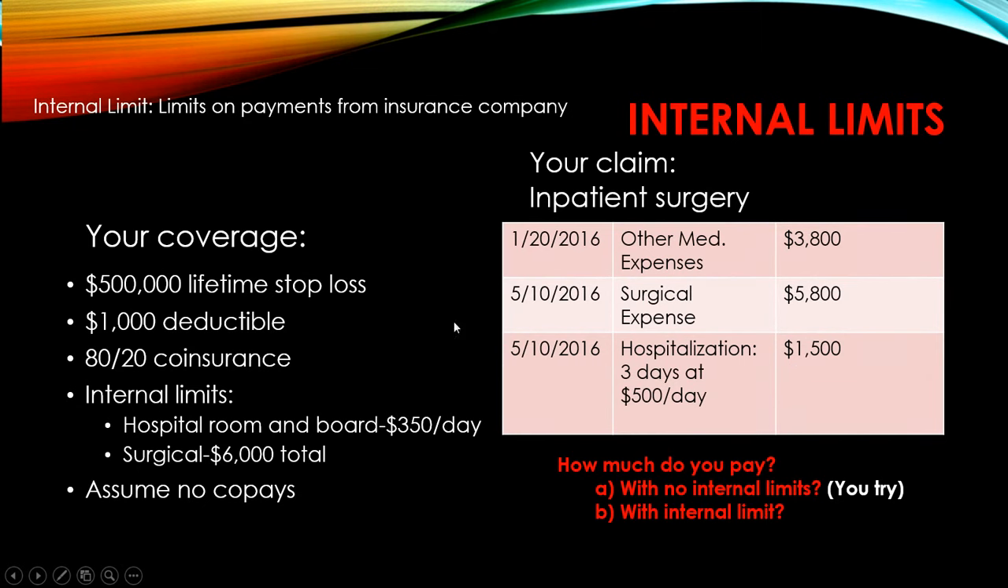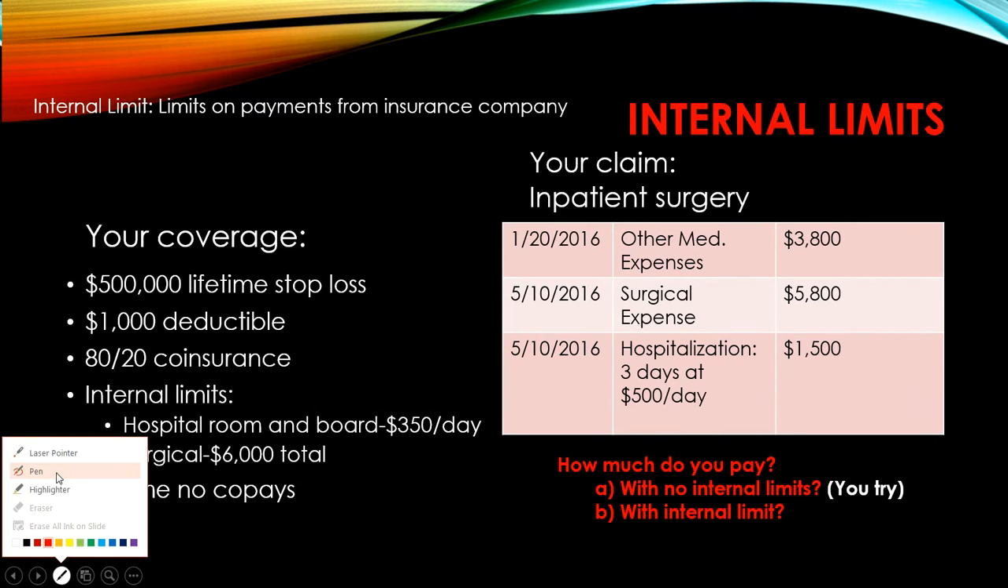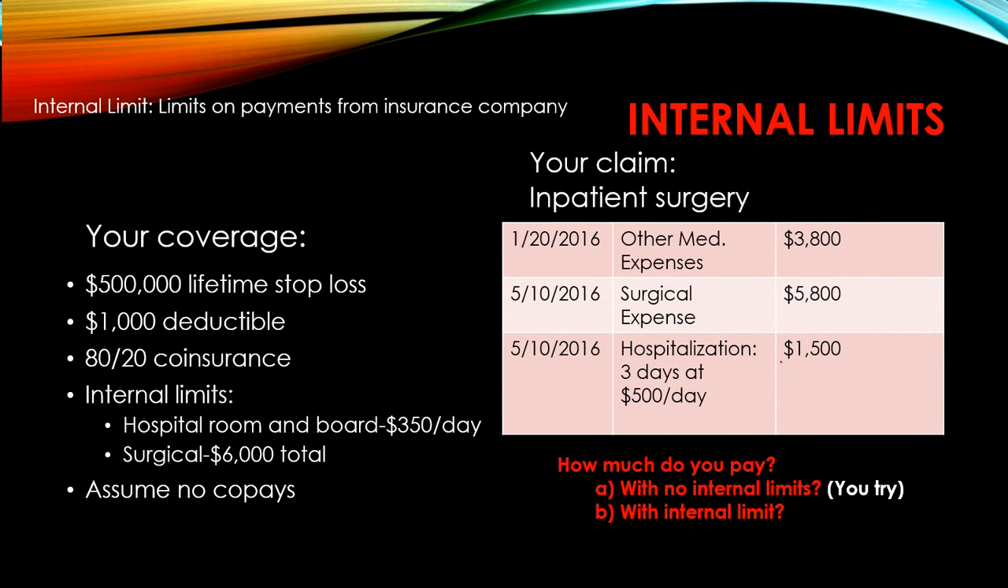Well, without internal limits, it's pretty easy. We can total up all the insurance claims for the year. So $3,800 plus $5,800 plus $1,500 is $11,100 total, right? You are definitely going to pay $1,000 of that. That's your deductible. So that means that there is $10,100 left over to think about with coinsurance.